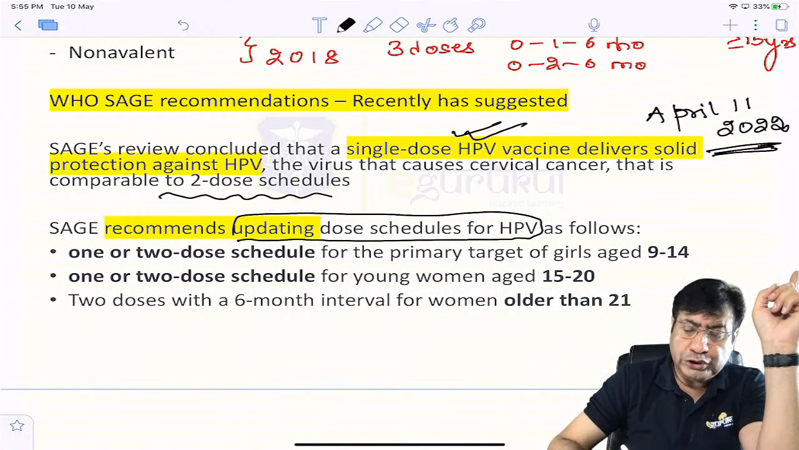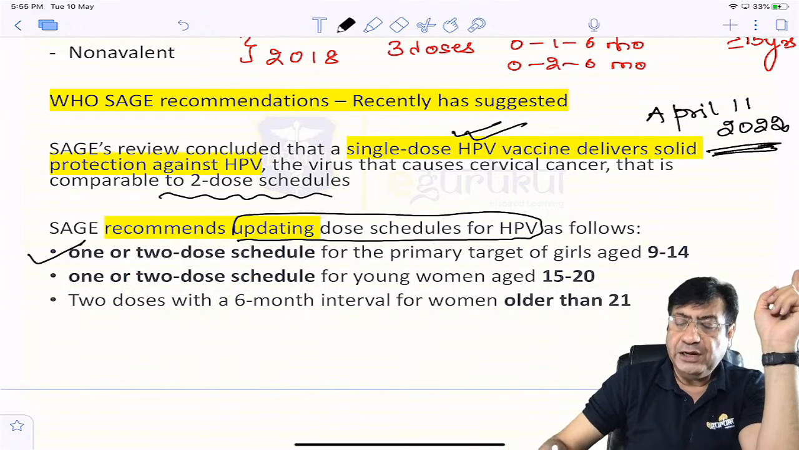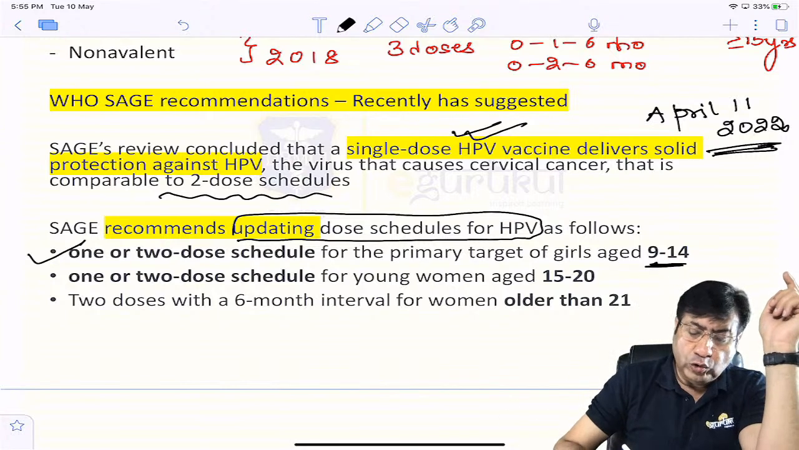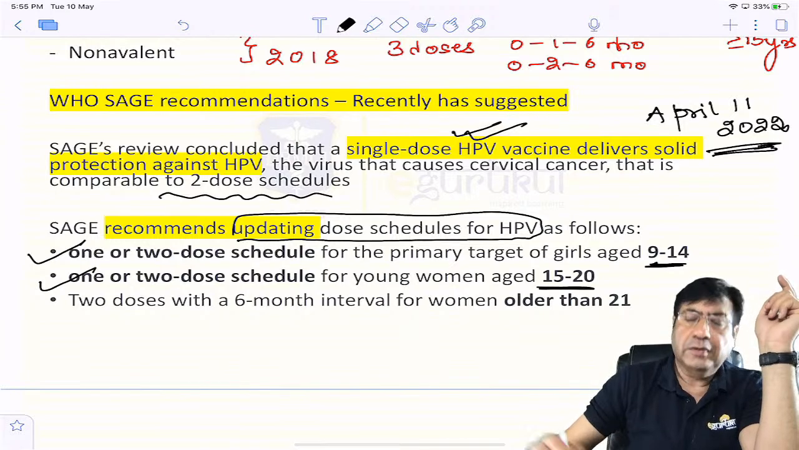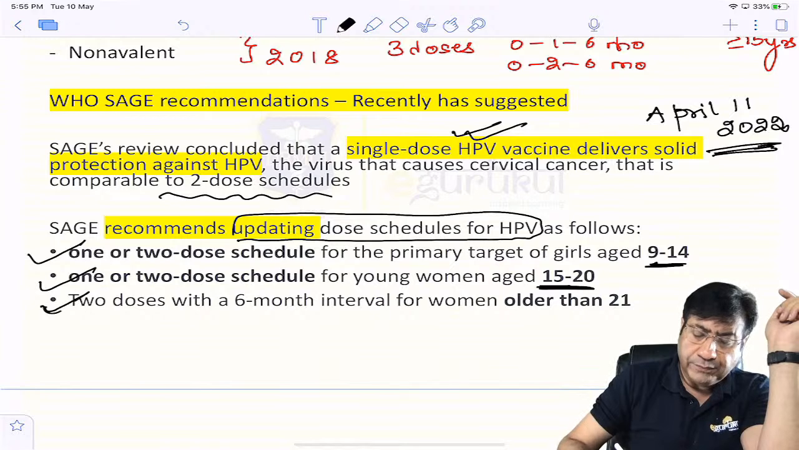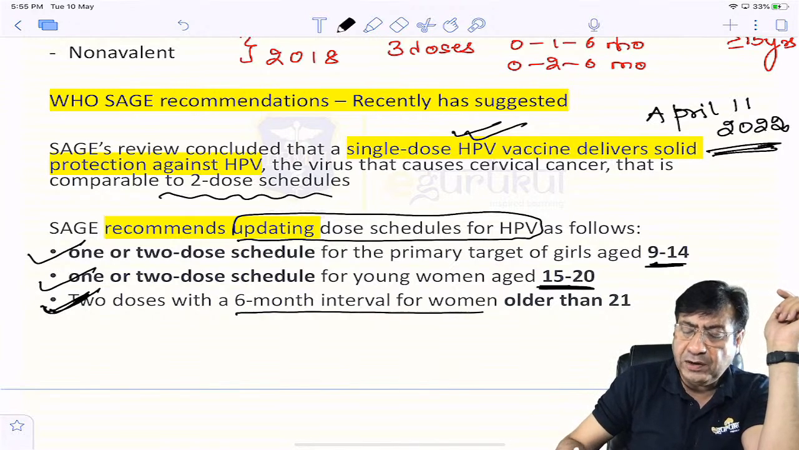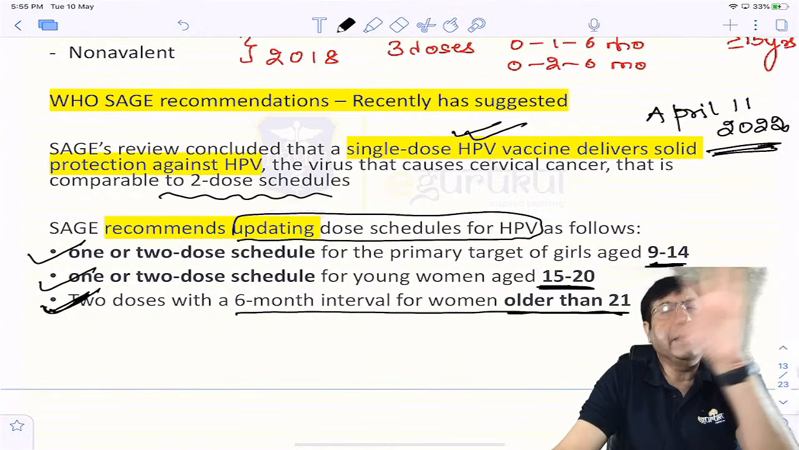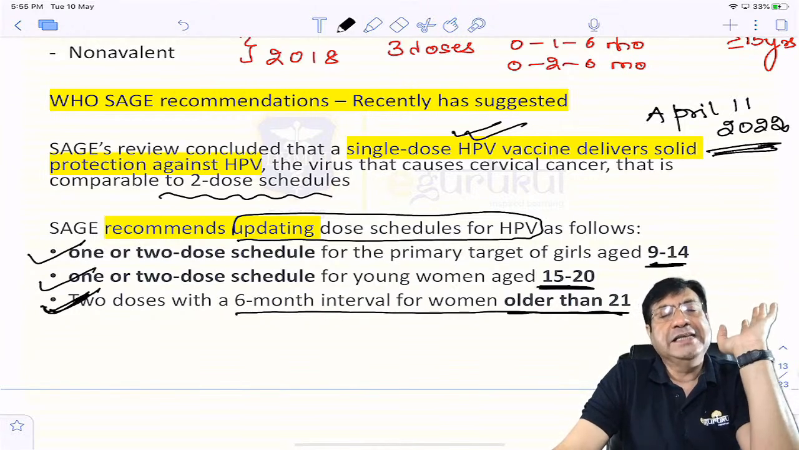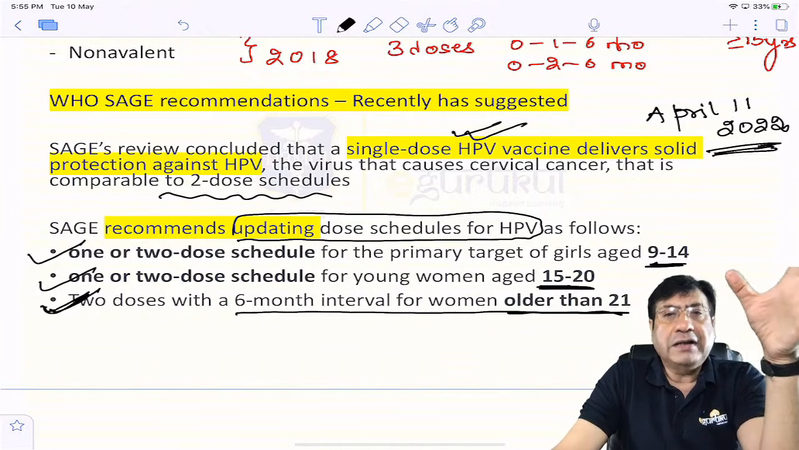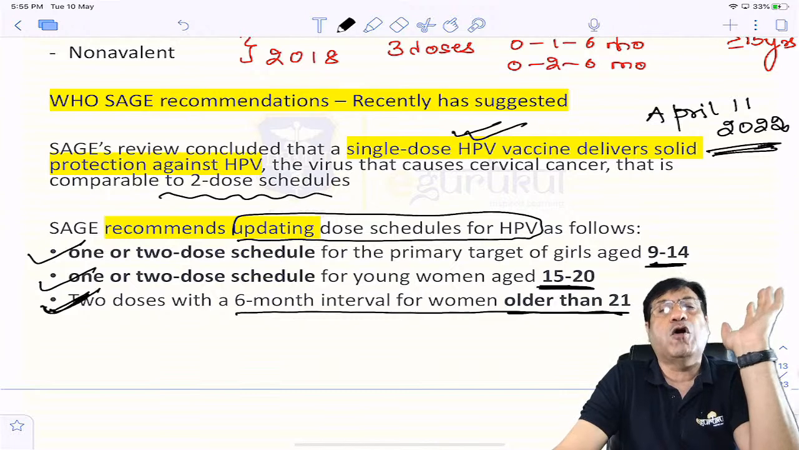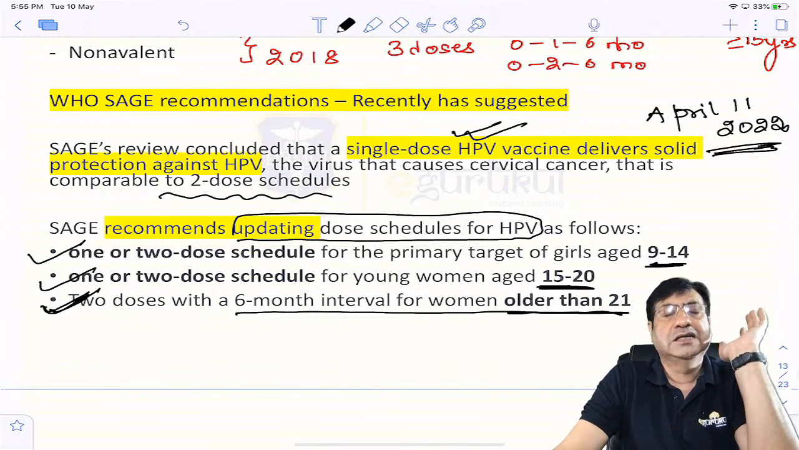The update is to a 1 or 2 dose schedule for girls between 9 to 14 years, a 1 or 2 dose schedule for young women between 15 to 20 years, and a 2-dose schedule with a 6-month interval for women older than 21 years. And for all immunocompromised girls, a 3-dose schedule is necessary. If 3 doses are not available, then at least 2 doses. But 3 doses otherwise is recommended for all immunocompromised children.